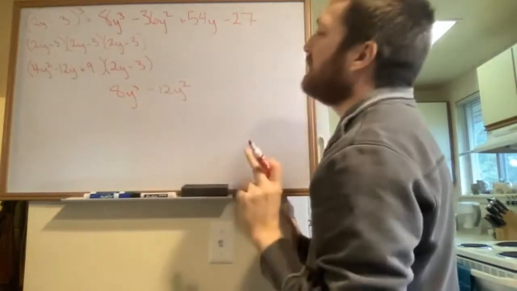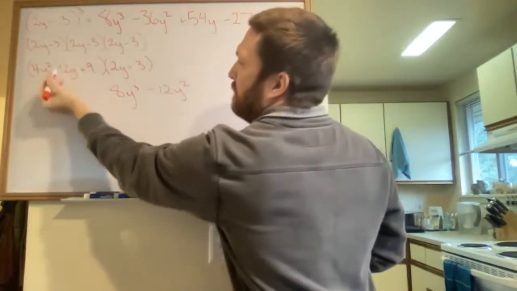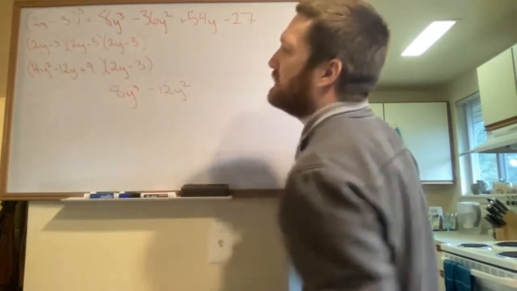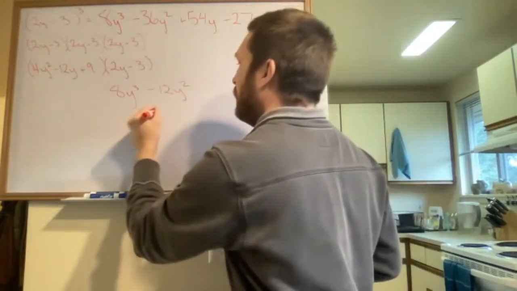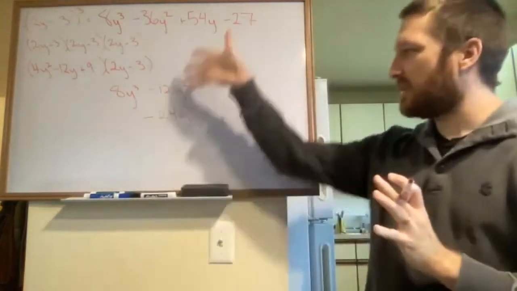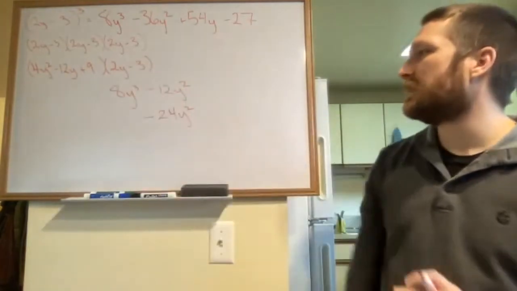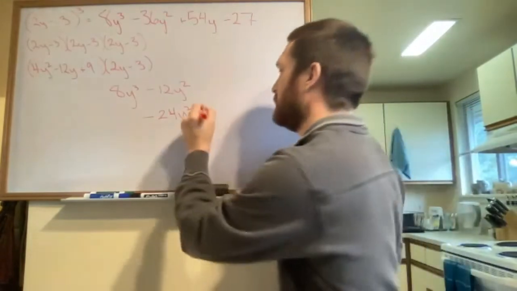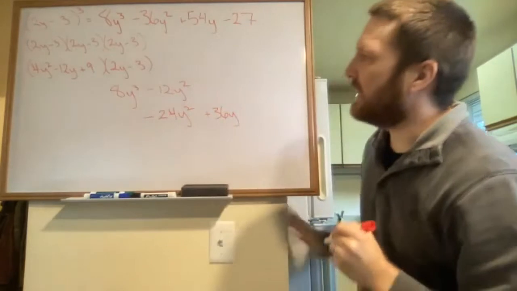Okay. Now that takes care of that. Now let's go to the negative 12y. Negative 12y jumps over and hits the 2y to give me what? Negative 24y squared. There we go. And notice how I'm writing him in that column. Now, negative 12y and negative 3 give me what? Positive 36y. Okay, and now we're done with that one.